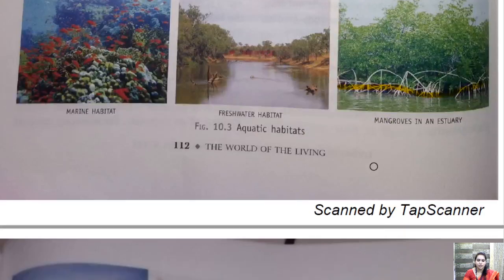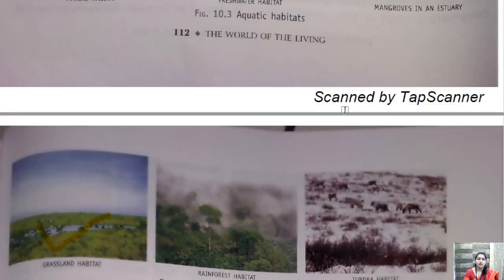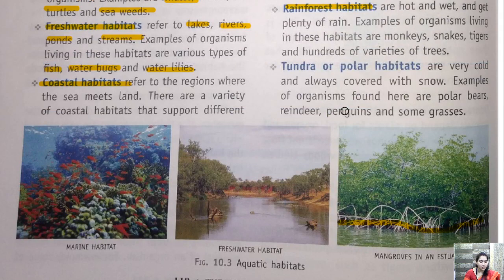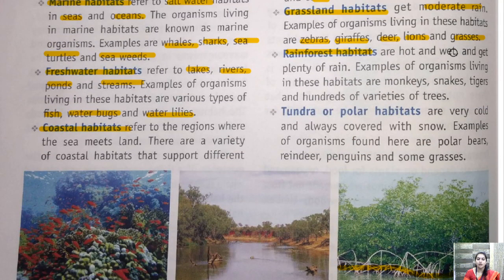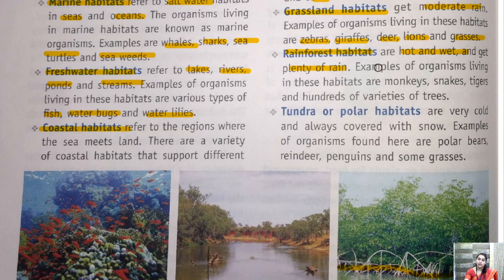Rainforest habitat, you can see here. See, there are various long trees and a forest, and a very dense environment is present here. Okay, so how is the temperature? The temperature of rainforest is hot and wet and gets plenty of rain. So much rain happens there because of the presence of huge and dense amount of trees in a rainforest habitat. There is a lot of rain there.